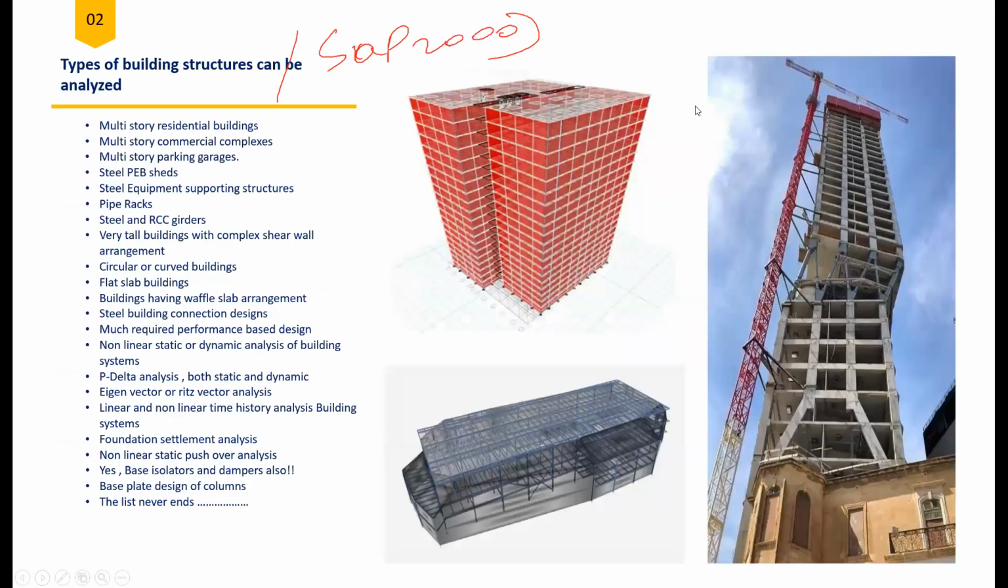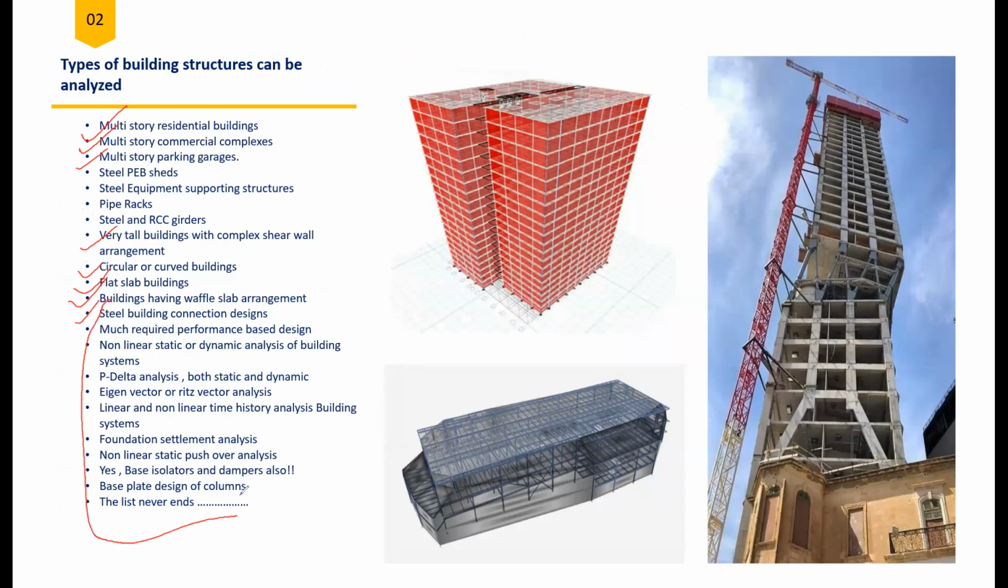Now let's see the types of structure that we can analyze in this one. Here you are seeing that we have multi-story residential structure, the project we will take inside that one. Multi-story commercial complex, multi-story parking garage, tall building and complex shear wall, circular curved building, flat slab building, building having buffalo slab, steel building. These are the analysis types.